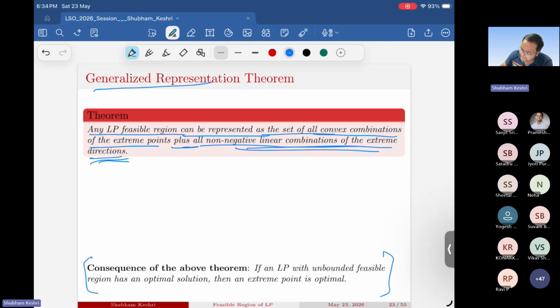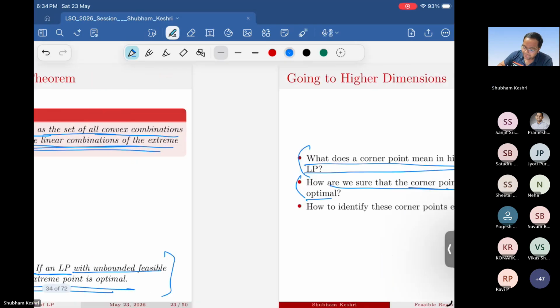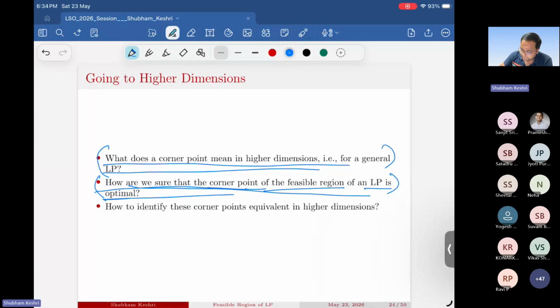What is the consequence? The consequence is that if you have an LP with an unbounded feasible region, and if it has an optimal solution, then it will always be at a corner point. If it doesn't have a feasible region, then there is no question of extreme points. But if an unbounded LP has an optimal solution, it will be at a corner point or extreme point. Okay. So we have answered the second question. Any doubt? Any questions?